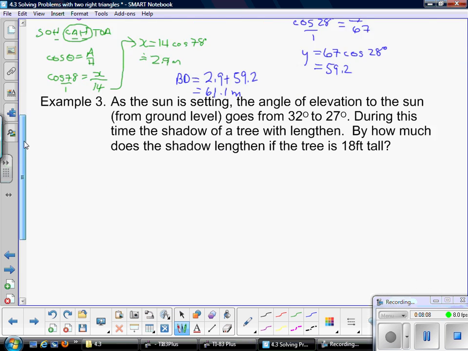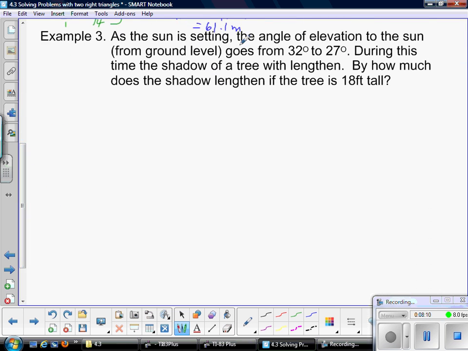Okay, so last question. As the sun is setting, the angle of elevation to the sun from ground level goes from 32 degrees to 27 degrees. During the time, the shadow of a tree, actually not with lengthen, will lengthen. That should be will lengthen. By how much does the shadow lengthen if the tree is 18 feet tall?